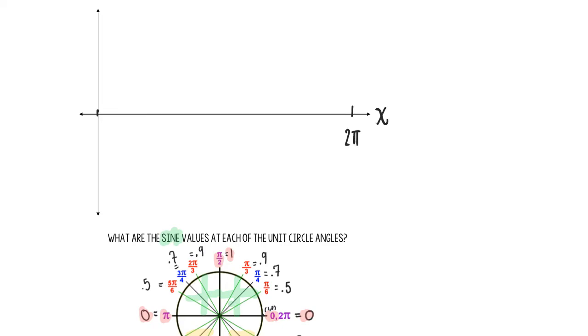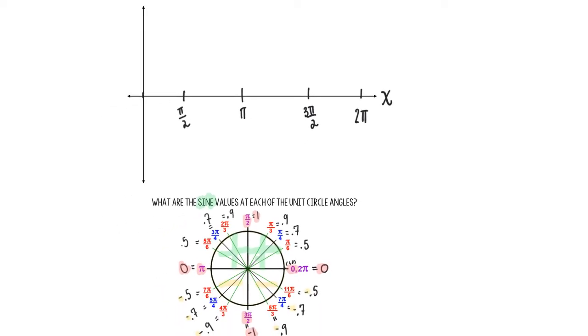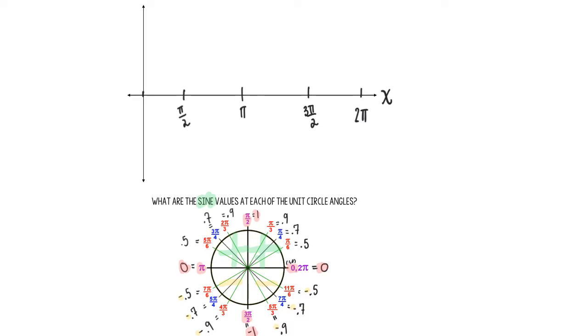Right smack in between 0 and 2 pi, we have pi. Right in between 0 and pi, we have pi over 2. And between pi and 2 pi, you should have 3 pi over 2. Now you'll notice, using your little circle below, that the highest y value, the highest outcome that we could have was 1. The lowest was negative 1. So go ahead and label your y-axis with that.